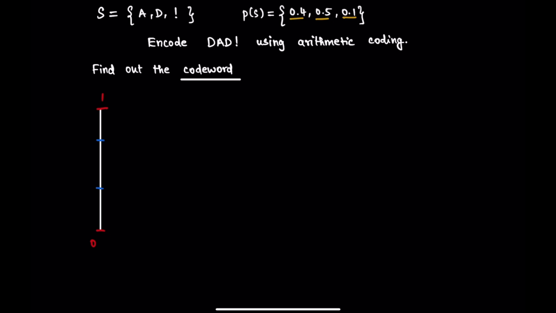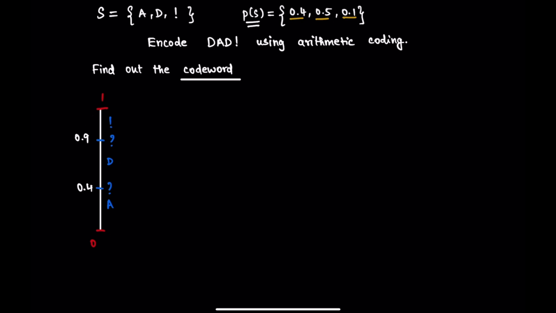Now the first part, let's name it A, the second part D, and the third part the exclamation mark. Now we want to find the values of the middle lines present between 0 and 1. Since this is the first step, we can directly write the probabilities from the symbol probabilities given to us. So the first line will have a value of 0.4, and for the next line you have to add the two probabilities. So 0.4 plus 0.5 is equal to 0.9, so we write 0.9 here.